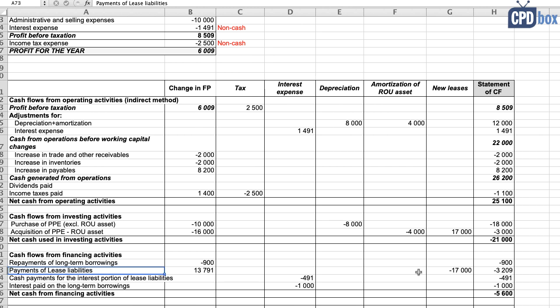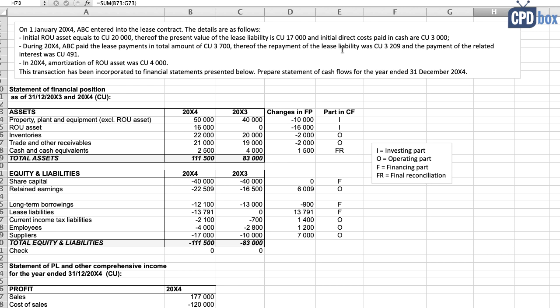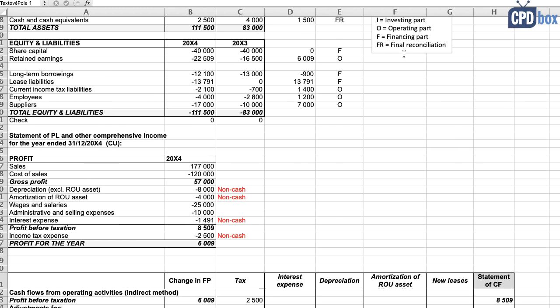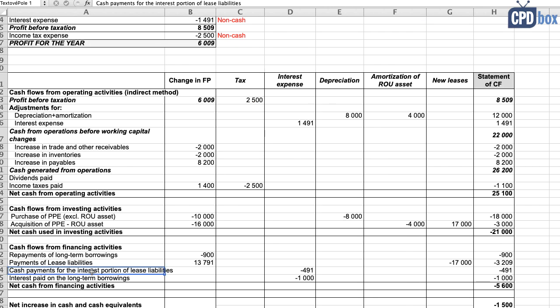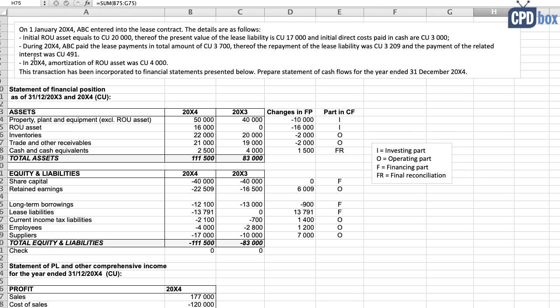Payments of lease liabilities. The statement shows the amount of 3,209. And this is okay because ABC repaid 3,700 currency units within the lease payments, but of that, 3,209 went for the reduction of the lease liability. So we can take a look here. Cash payments for the interest portion of lease liabilities. The statement shows the amount of 491 presented separately from other types of interest paid, and this amount corresponds with the numbers in the question above.